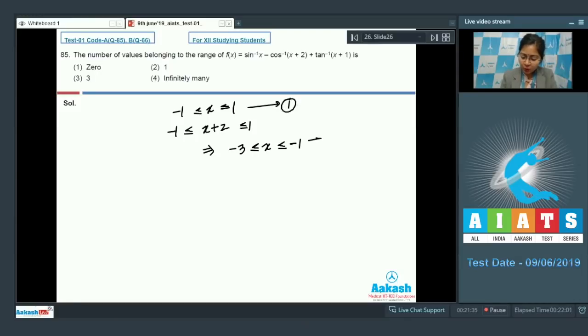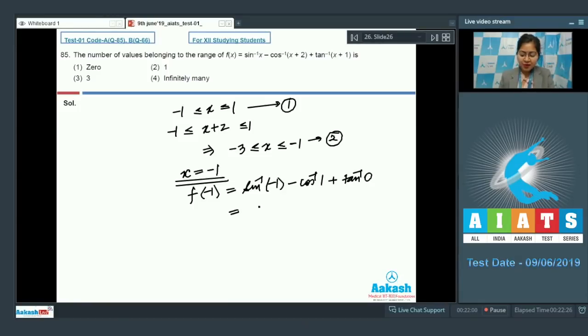So from 1 and 2 we can see that the only value that x can take is -1. So f of -1, let's find it. It should be equal to sin inverse -1 minus cos inverse 1 plus tan inverse 0, that is equal to minus pi by 2 minus 0 plus 0, that is equal to minus pi by 2. So we have only one element belonging to the range of f(x), which means that correct answer will be option number 2.